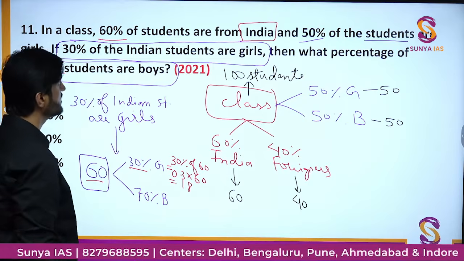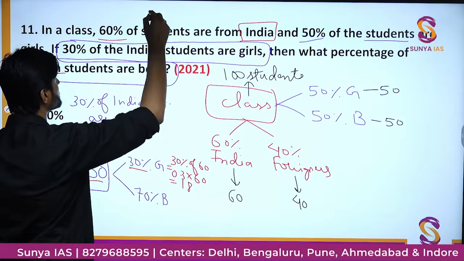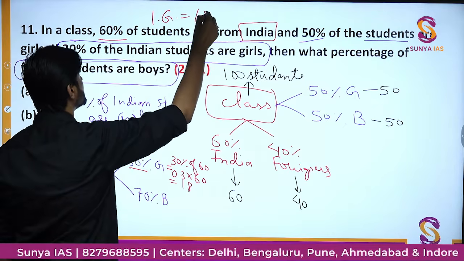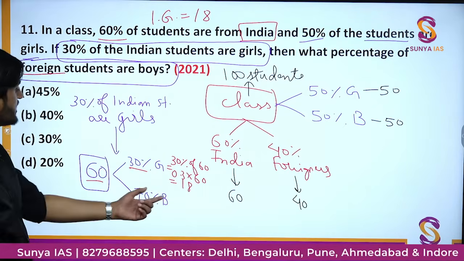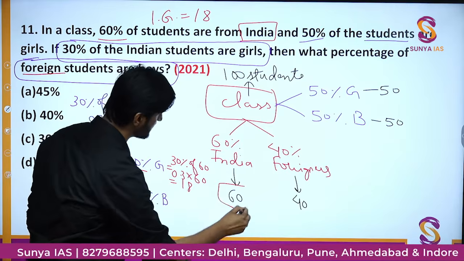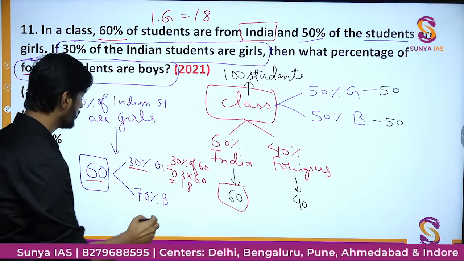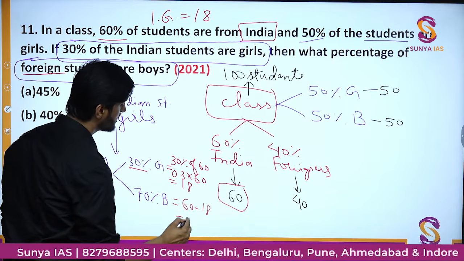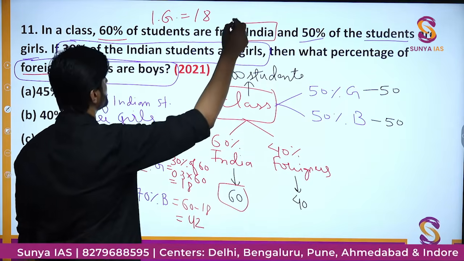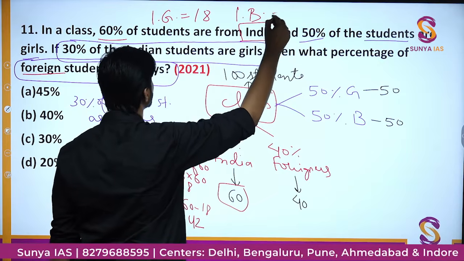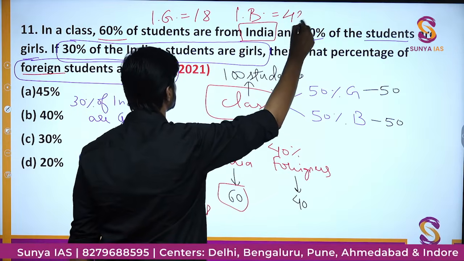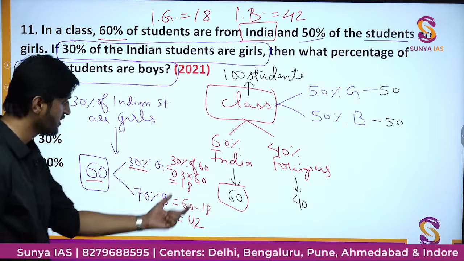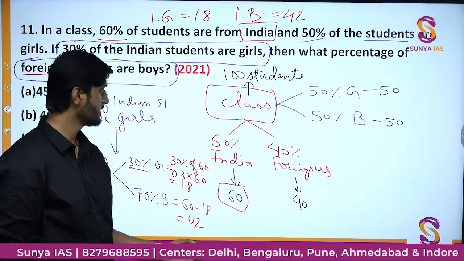So we can say the number of Indian girls, let's call them IG, is going to be 18. And if total Indian students are 60, so the number of boys is going to be how much? 60 minus 18, that is 42. So the number of Indian boys, let's call them IB, is going to be 42. Correct? So this is something which we figured out from this part of the question, right?